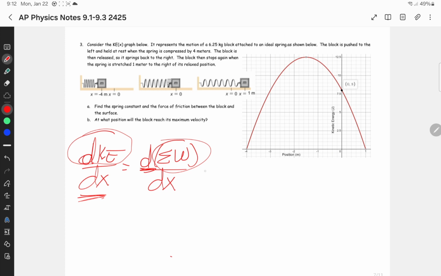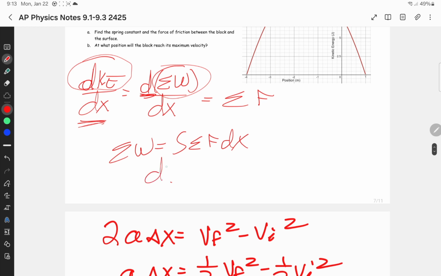And so this gives you the net force, right? Because we know that net work is the integral of net force with respect to position. So conversely, the derivative of net work with respect to position gives you net force. Okay, so this is a really common trick. The derivative of a kinetic energy graph with respect to position is net force.